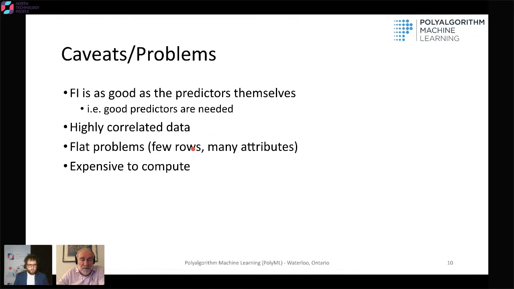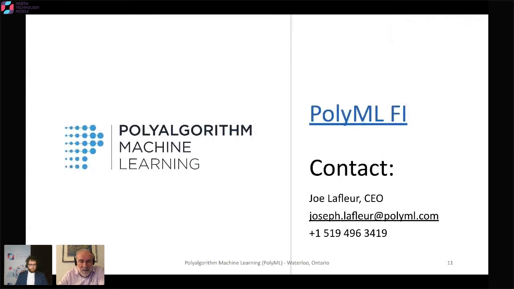Very flat problems, where we have very few rows and many features, like the one I mentioned with the COVID, where we have only 150 countries and 3,000 features, also present problems for lots of machine learning algorithms, but in particular they present problems for feature importance. And in general, feature importance is expensive to compute. It's not one of the cheapest things to do.